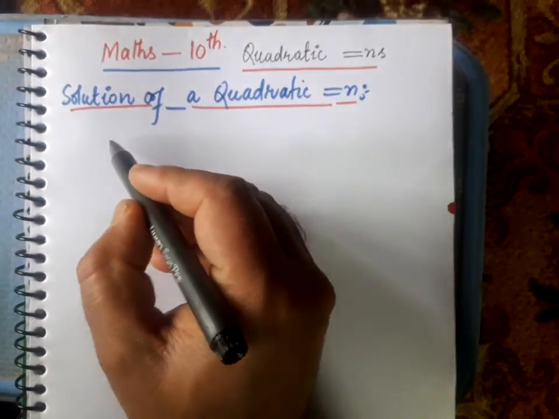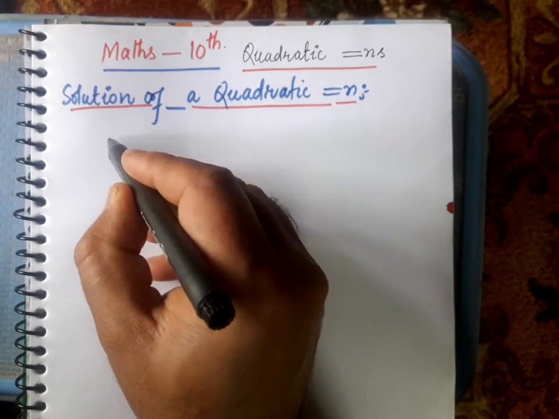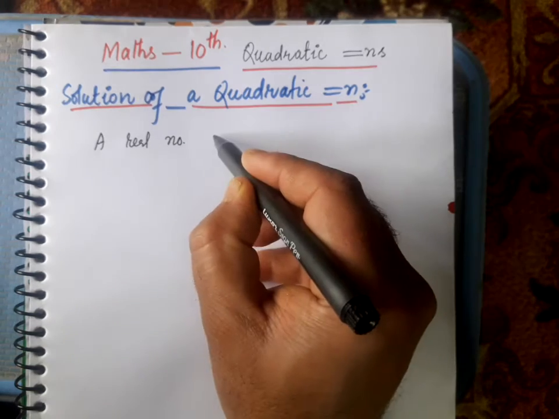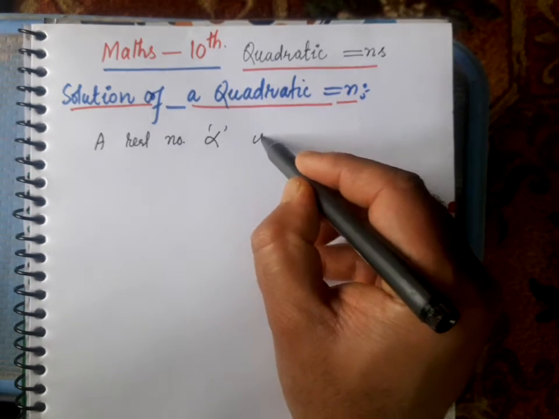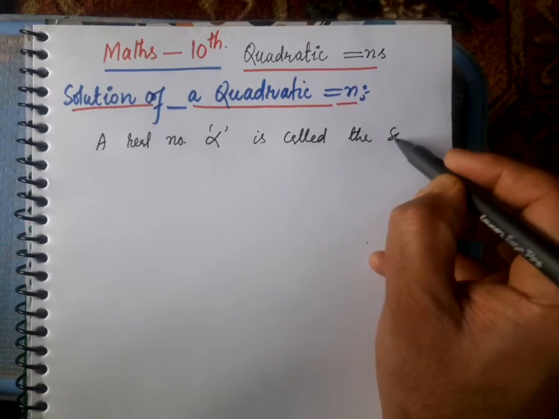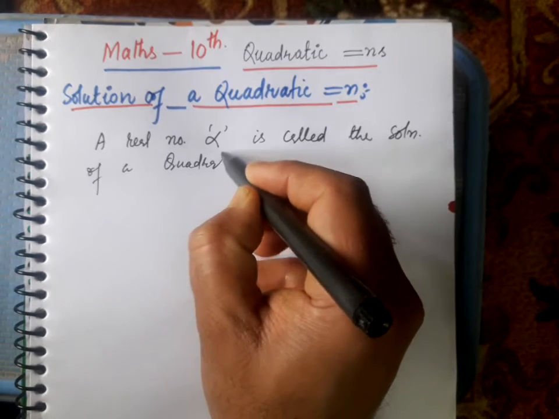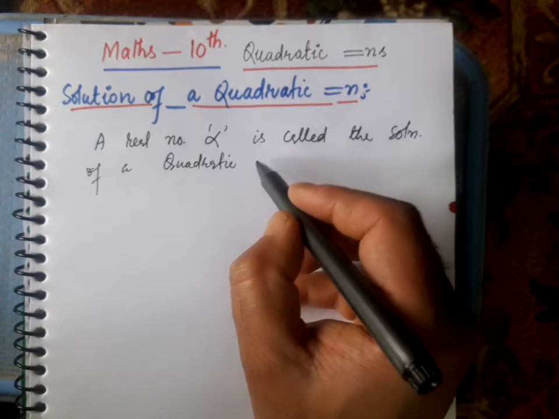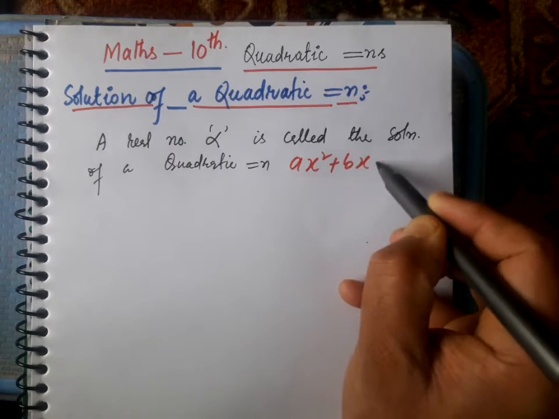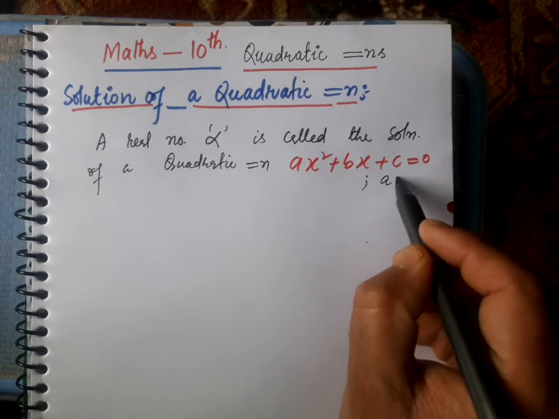If we have a quadratic equation in general form, we can say that a real number alpha is called the solution of a quadratic equation ax squared plus bx plus c equal to 0, where this a should be non-zero.